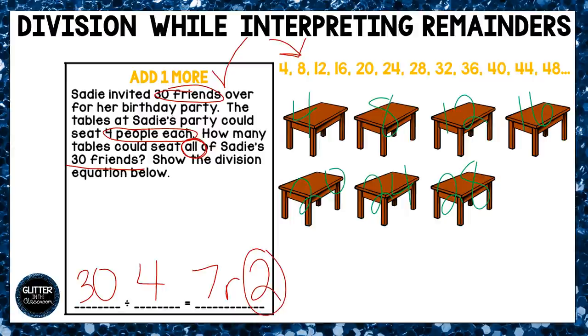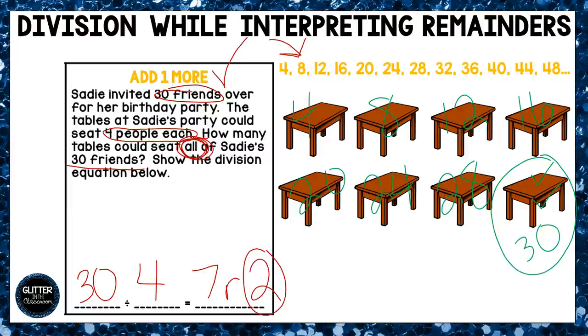But the question said, if all of her friends were seated, how many tables would they need? So here's what's going to happen with these two friends. We're not going to let them sit on the floor. I'm going to add one more table, and I'm going to say that this can be 29 and 30. There are all of her 30 friends, but at this table, there will only be two friends sitting while the other tables have four friends sitting. So let's look at our answer.